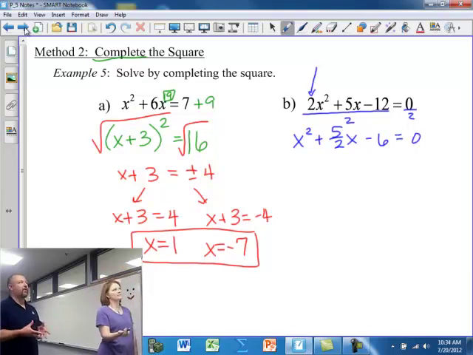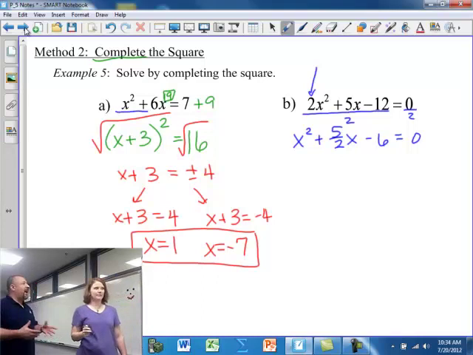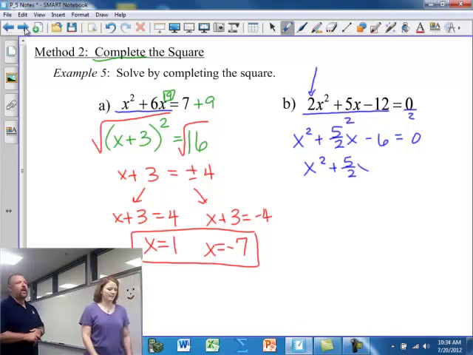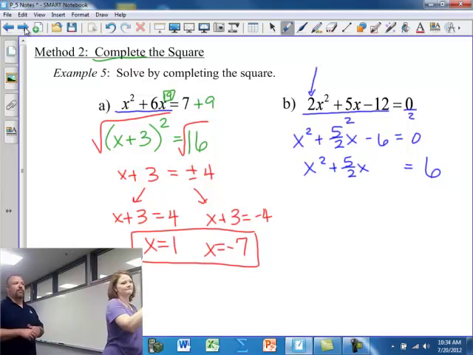0 divided by 2 is 0. Now, on the last problem, we only wanted the x squared and the x term. This is the only process with x squareds that we don't set equal to 0. Every other method of solving requires us to set it equal to 0. We're not going to do it here. We're going to set just the x squared and the x stuff on the left, and we're going to move everything else to the right side.